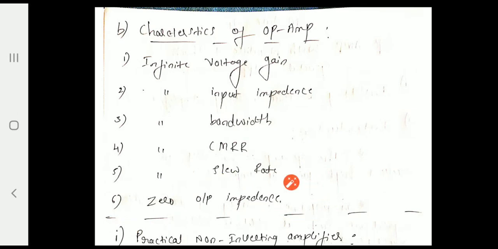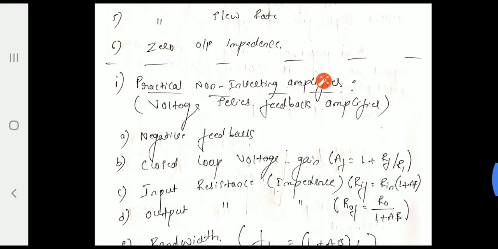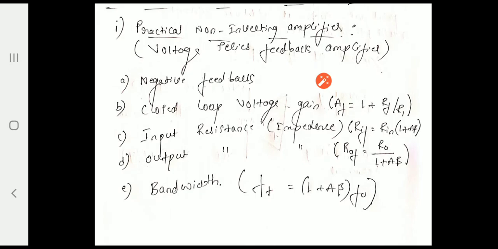I am just refreshing them so that we can utilize them in the derivation. The important point is the voltage gain, which is very high here, that is infinite theoretically. Practically it has a certain value which is very high. So now we will move on according to the syllabus. In that, the first topic is the practical non-inverting amplifier.